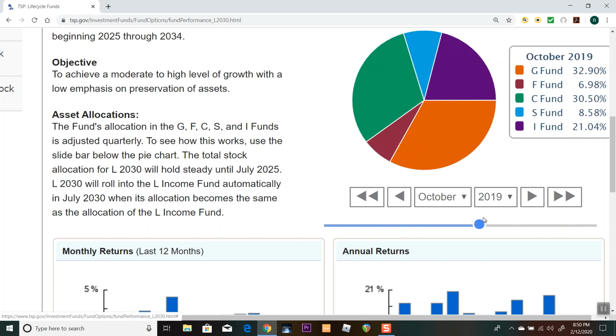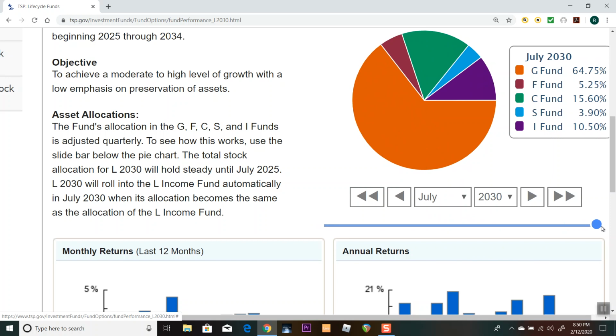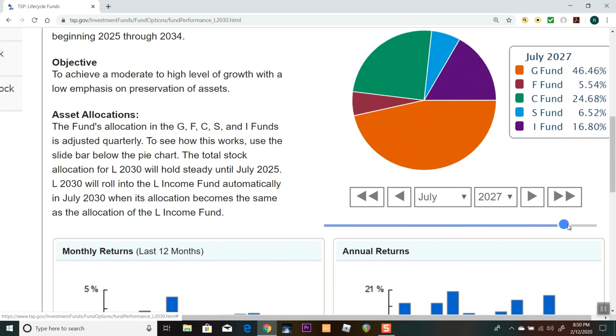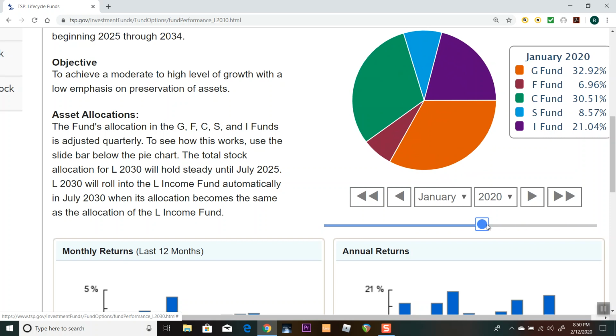Probably, let's see, it starts 2005. We're talking 15 years in the future. It starts moving to the G. So this is where the allocation is now. So where are we at? January 2020, February 2020, actually, but it's every quarter. So let's just say April 2020. So this is what the allocation is now.